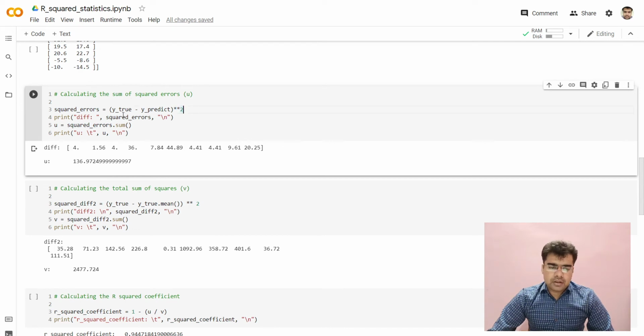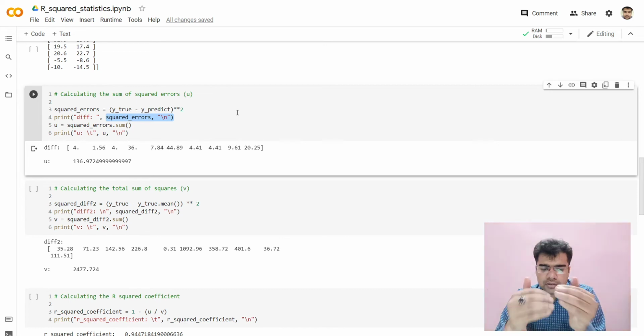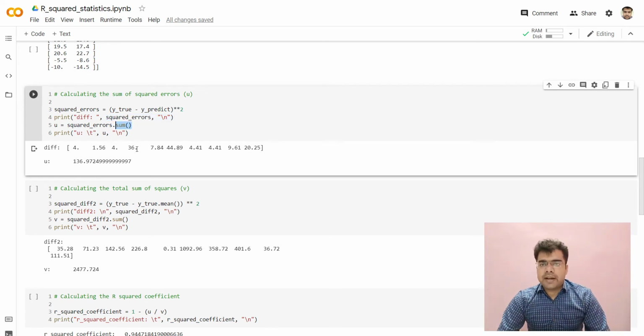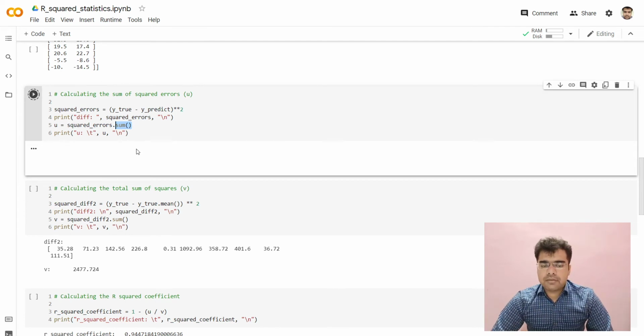Then I am printing the squared errors, and finally I am taking the sum of all those elements. So I have got the squared errors for each of those samples, and then finally I am calling this sum function, which will add all those numbers. So let us run this particular cell and see for ourselves what the results are.